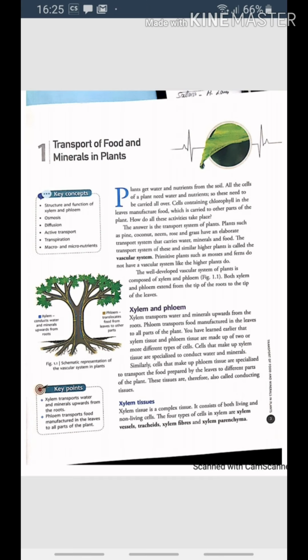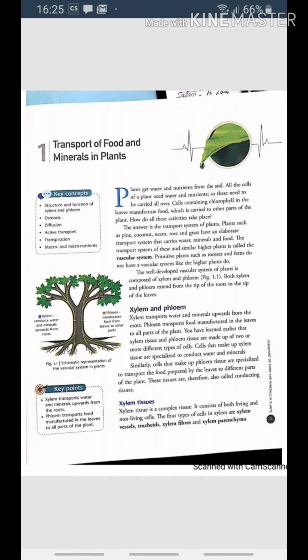The well-developed vascular system of plants is composed of xylem and phloem. Both xylem and phloem extend from the tip of the roots to the tip of the leaves. Now see what is xylem and what is phloem. Xylem transports water and minerals upwards from the roots. On the other hand, phloem transports food manufactured in the leaves to all parts of the plant.